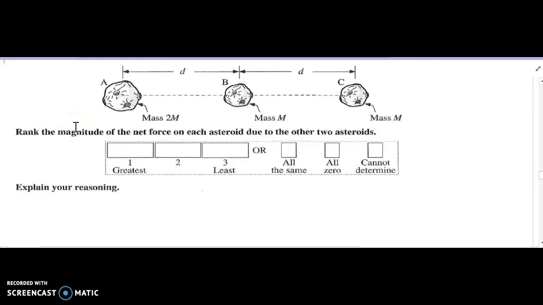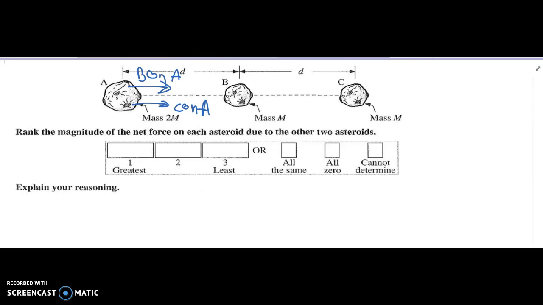The next problem, to solve that, what I want you guys to do is on each object, draw the net force. I'll do the first one, then pause the video and try it on your own. So the first one on A, I have the force of B on A, and I also have the force of C on A.